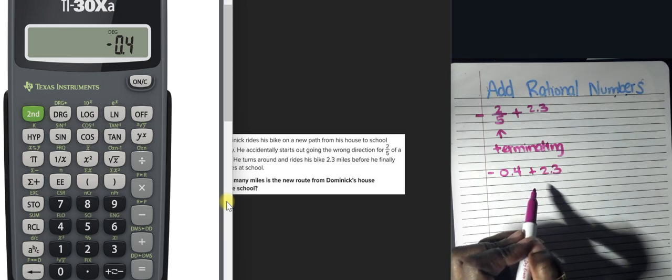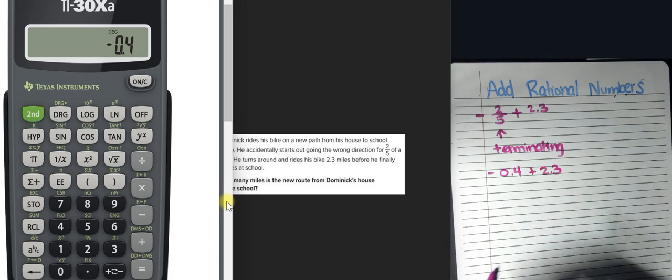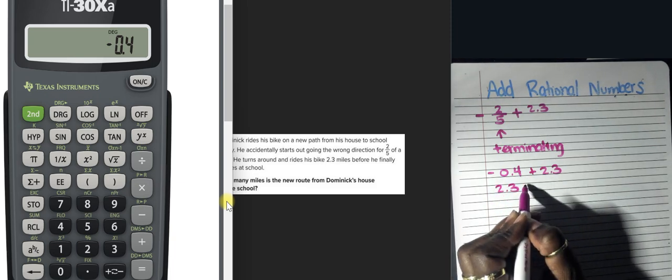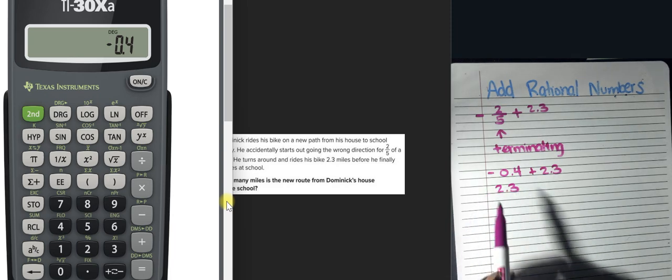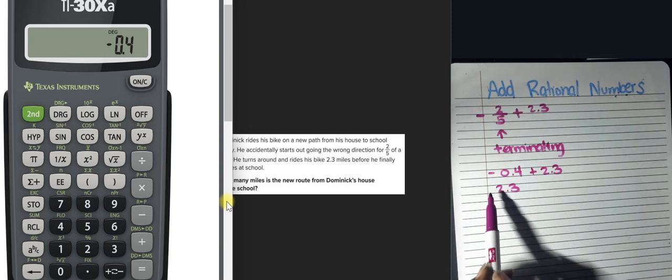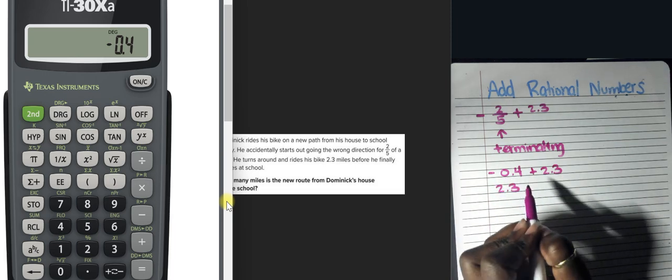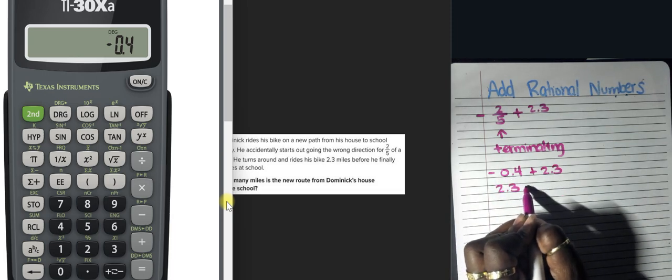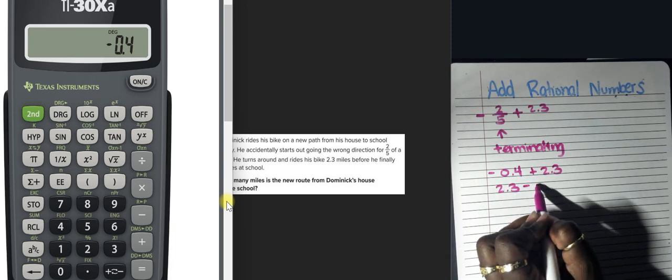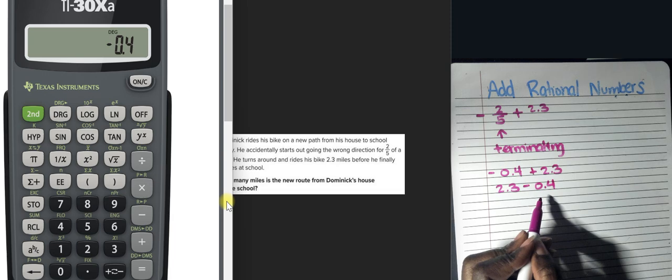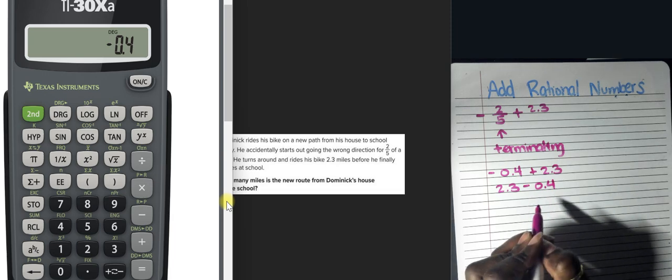So you can actually rewrite this problem, right? Where you have your positive number 2.3 minus, because this is a positive 2.3, even if we don't see a plus sign in front of it. Remember, it's positive unless it's stated with a negative sign. So we can turn this into a subtraction problem. And now I'm just going to move the negative 0.4 right here. Okay, so now it looks like a subtraction problem, and so now you just subtract.